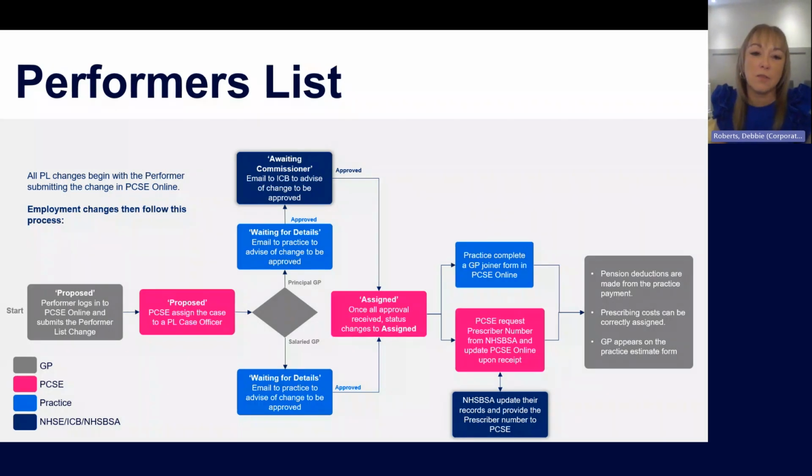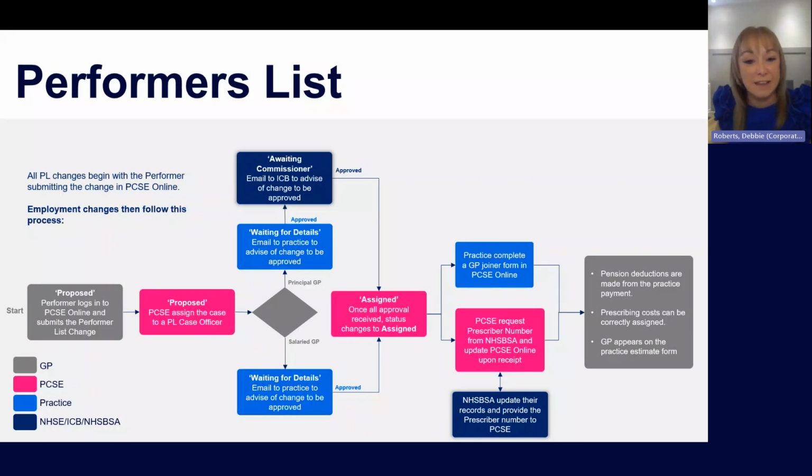Now, as you can see on the flow chart, there's two different options. So we've got a salaried GP option, and then we've also got a principal GP option. Now, if it's a salaried GP, the approval process is quite simple because we don't need the commissioner involved. So what will happen is the GP will submit, PCSE will accept, it will come through to the practice. You will then log into PCSE Online and have a look at what the GP has submitted, just to make sure that the joining date's correct, etc. And then once you've approved that request, that then comes back into PCSE.